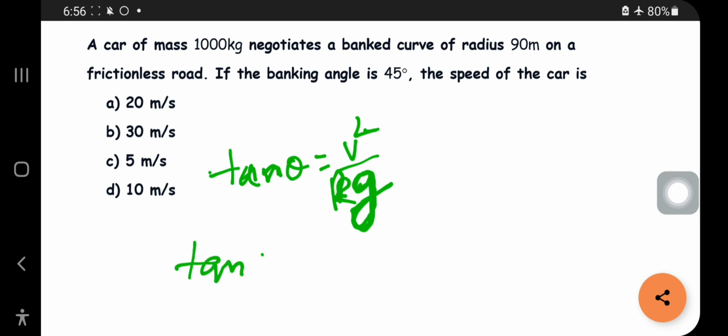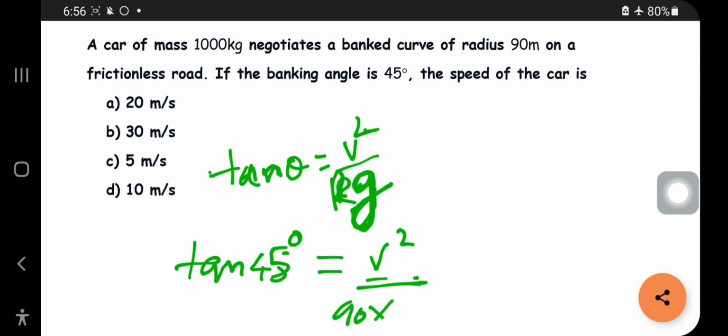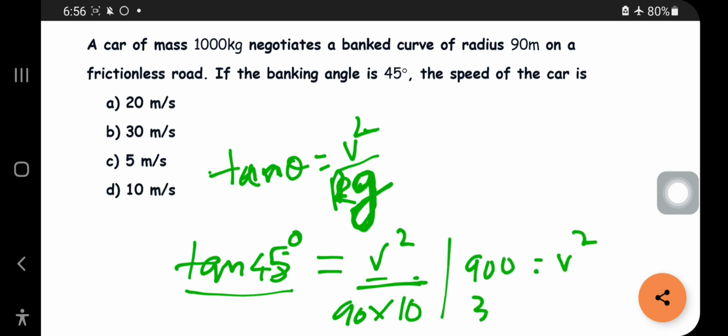Tan 45 degree is equal to v square by r g. Radius is 90 into g is 10. Tan 45 is 1, so you will get 900 is equal to v square, then v is the square root of 900, which is 30. The answer is 30 meter per second. This is the important problem of banking roads in circular motion in Newton's laws of motion.